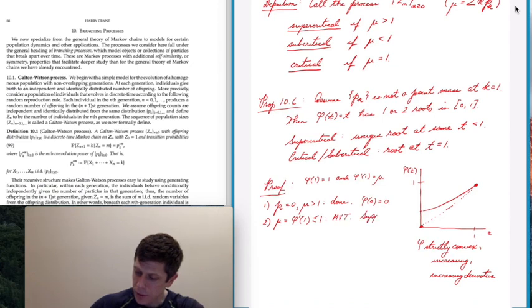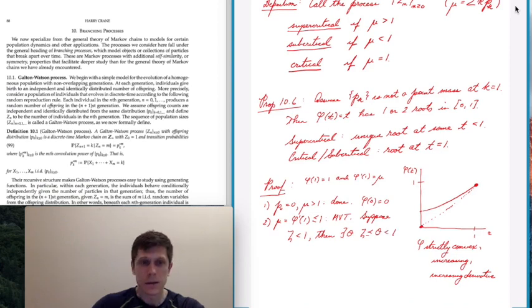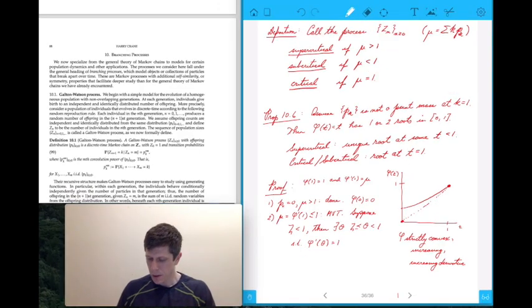So, mean value theorem: suppose zeta was strictly less than 1, then there would exist a theta between zeta and 1 at which the derivative is equal to 1. But this is a contradiction.